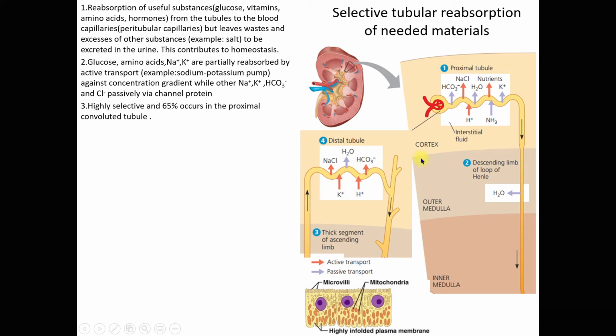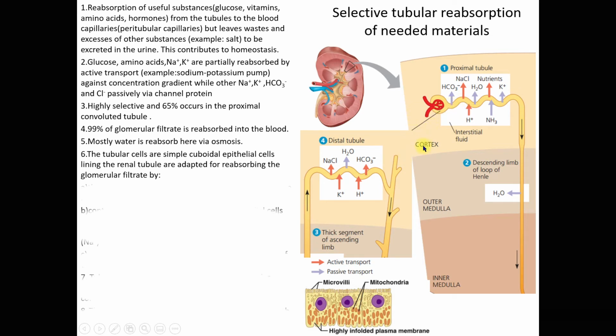This selective tubular reabsorption is highly selective, and 65% occurs in the proximal convoluted tubule. The other 35% occurs at the distal convoluted tubules. So 99% of the glomerular filtrate is reabsorbed back into the blood via the peritubular capillaries. Mostly water is reabsorbed here, via osmosis.